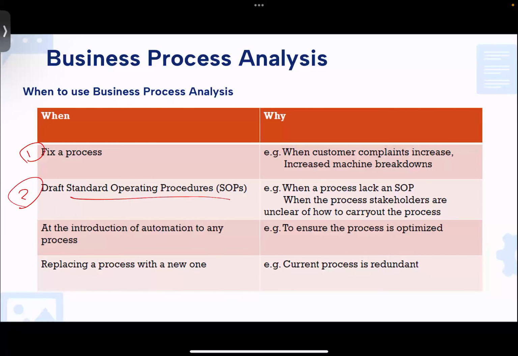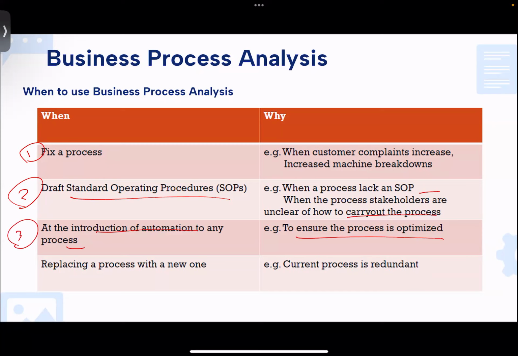Okay, so if there are no standards, you have to do business process analysis in order to develop an SOP. When the process stakeholders are unclear of how to carry out the process, under such situations, you have to do business process analysis. And the third one, at the introduction of automation to any process to ensure the process is optimized. For example, we have to make sure that everyone follows the same structure. Because of that, we have to do business process analysis.